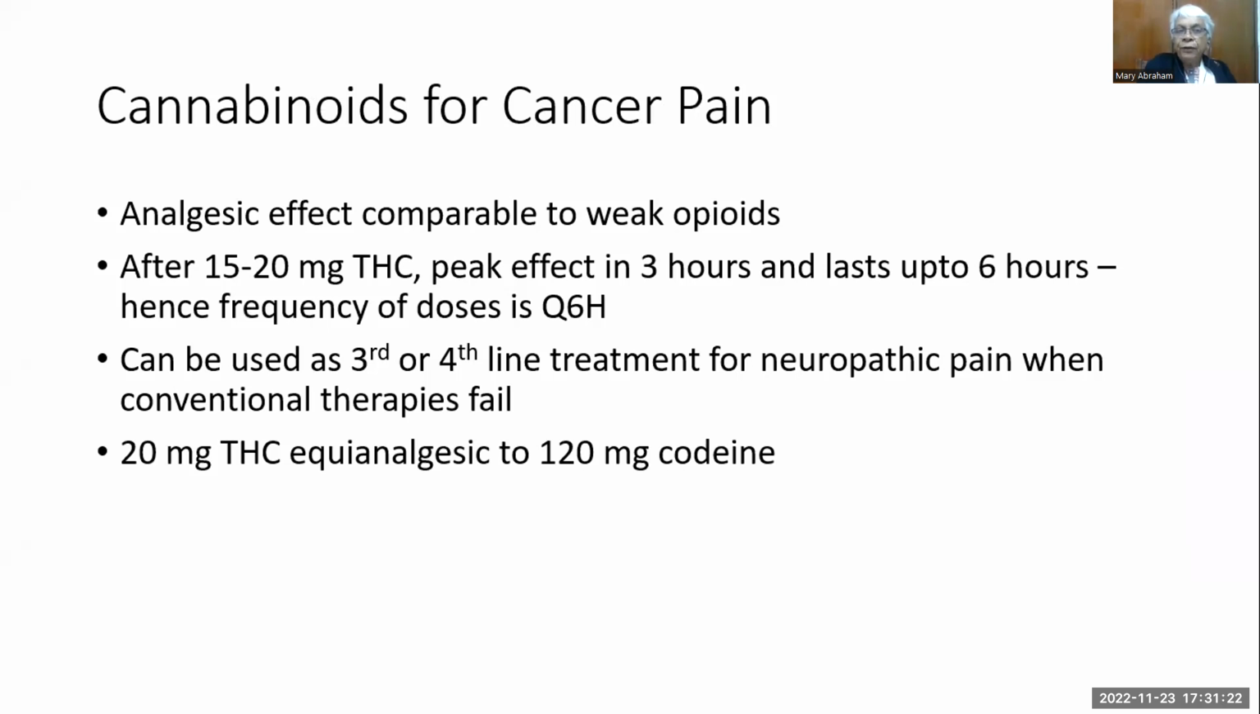So the cannabinoids have an analgesic effect, which is comparable to the weak opioids. For example, you see codeine 120 mg is equivalent to 20 milligrams of THC. So it can be used, like I said, as the third or the fourth line treatment for neuropathic pain when conventional therapies are failing. The peak effect is in 3 hours and lasts up to 6 hours. So you may have to give it every 6 hours.